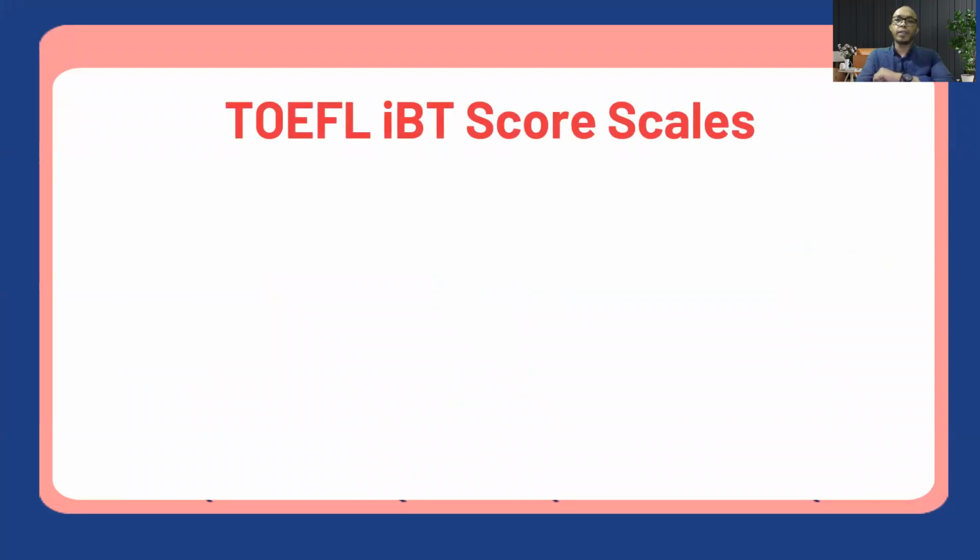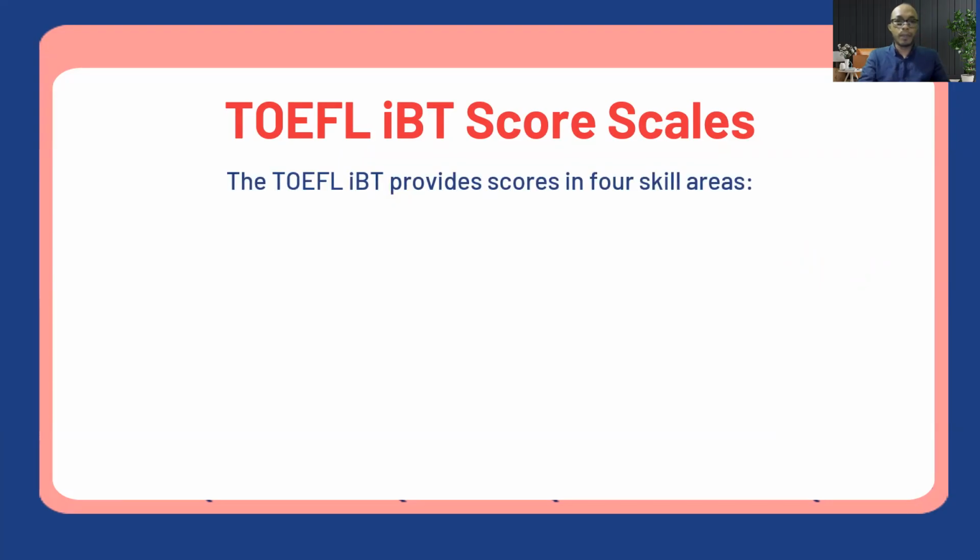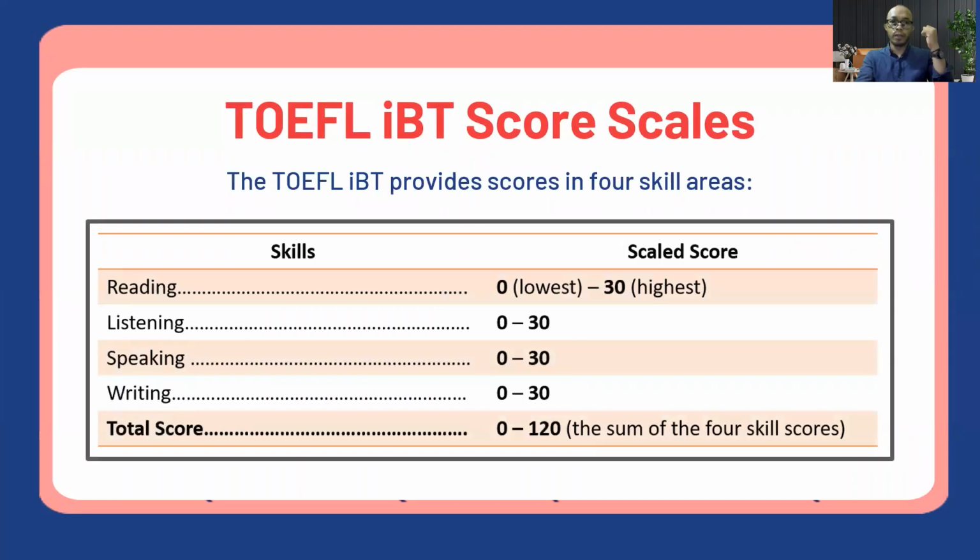So first of all, let's take a look at the score scales, or the range of the score for the TOEFL iBT. It will provide you with scores in your 4 skills: the reading, listening, speaking, and your writing. Each of the sections will be scored from 0 to 30. 0 is, of course, the lowest, and 30 being the highest. And then there will be a total score. And this total score is simply the sum of the 4 scale scores from your 4 skills.